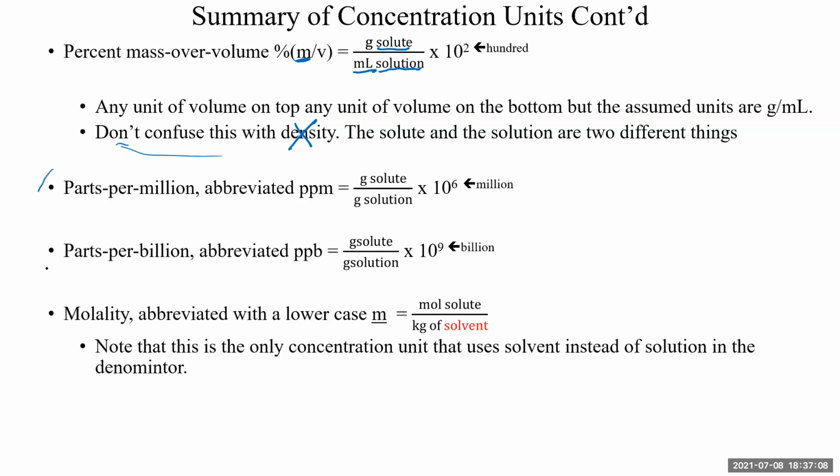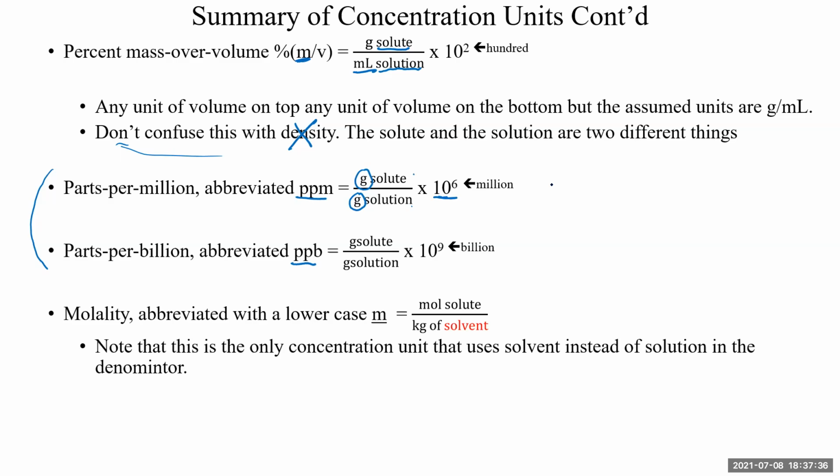Two more units that we'll make some use of: parts per million, ppm, and parts per billion, ppb. Generally speaking, one way you can do this is grams of solute divided by grams of solution multiplied by a million. This is the equivalent of percent, but instead of per 100, it's per million. So instead of multiplying by 100, you multiply by 1 million, taking gram over gram.